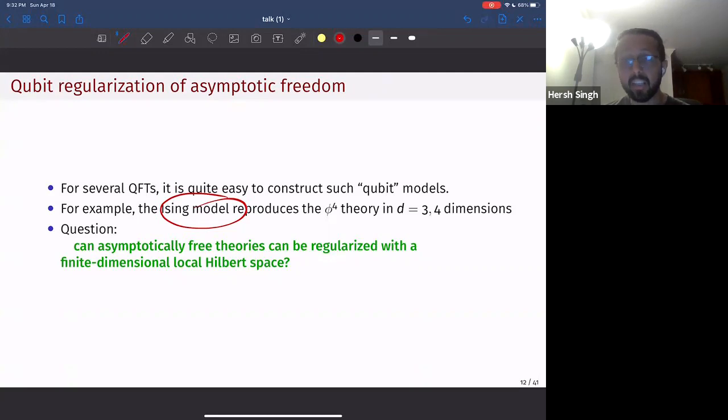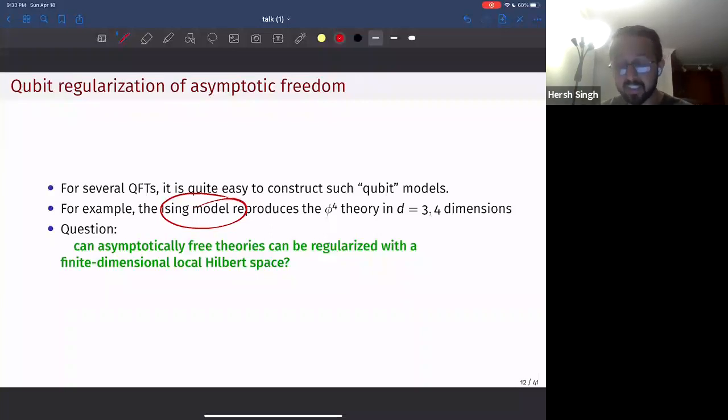It's not clear at all that you can construct it. Given a qubit model, you can always try to find what continuum theory it gives you. But the other way is typically very hard. Given a continuum theory, you can't just write down a qubit kind of model which will reproduce that. That's a very difficult question.